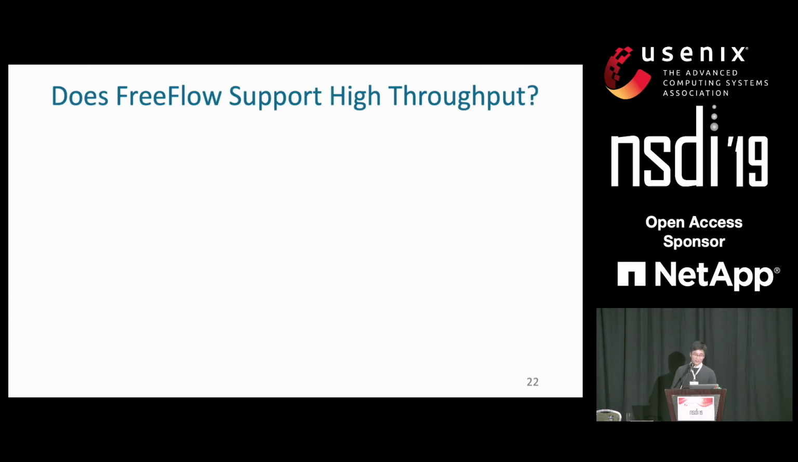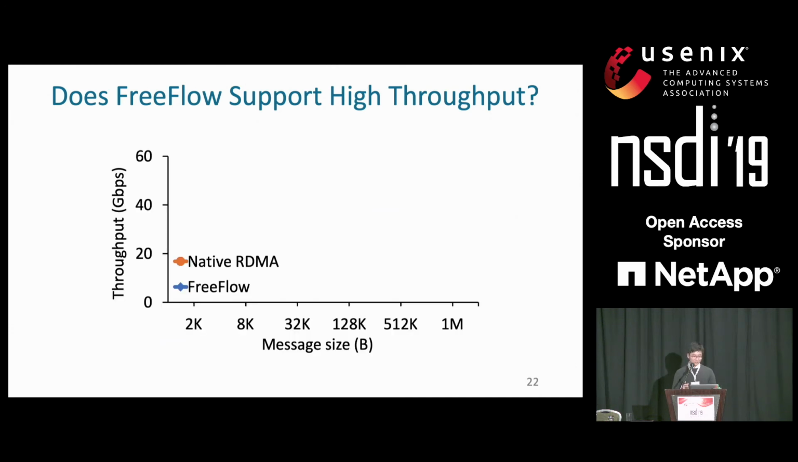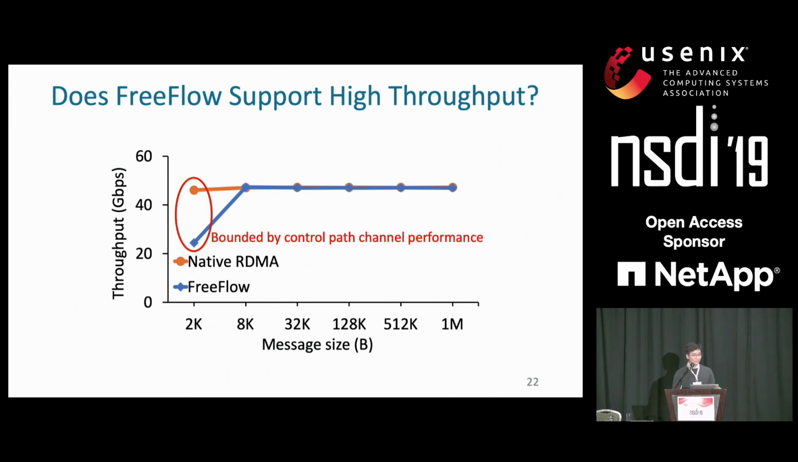High throughput is another important advantage of using RDMA networking. This graph shows the RDMA send throughput. The sender sends 1 gigabyte of data with different message sizes. Here, the x-axis is the message size, and the y-axis is the throughput in gigabits per second. We can see that for message sizes equal to or larger than 8 kilobytes, FreeFlow gets the full throughput of native RDMA. But when the message size is smaller, like 2 kilobytes, FreeFlow achieves nearly half of the full throughput. This is because the throughput is bounded by the capacity of the control path between the FreeFlow router and FreeFlow library.